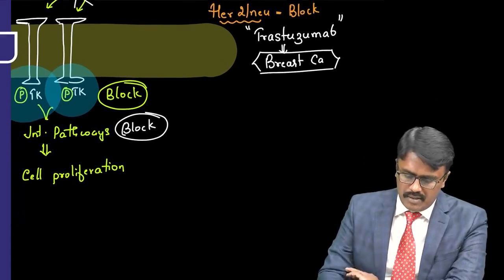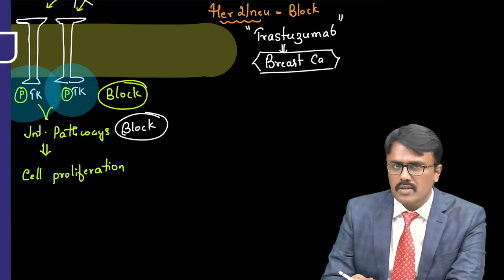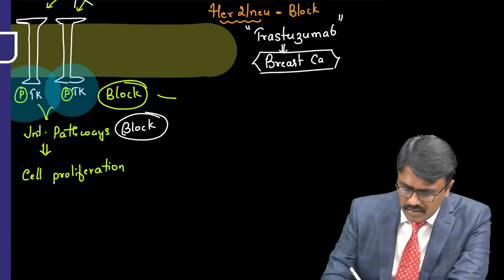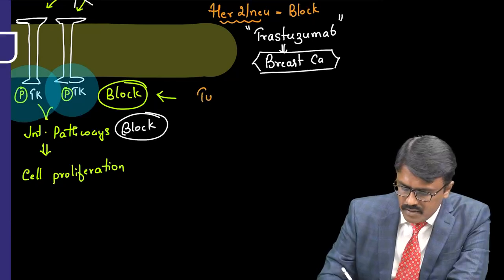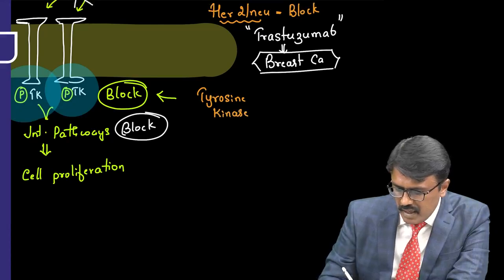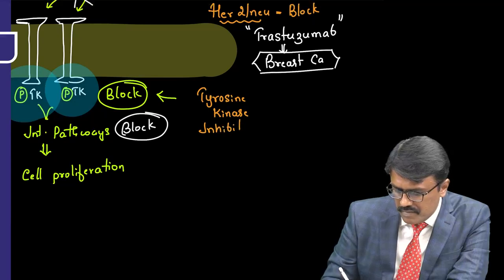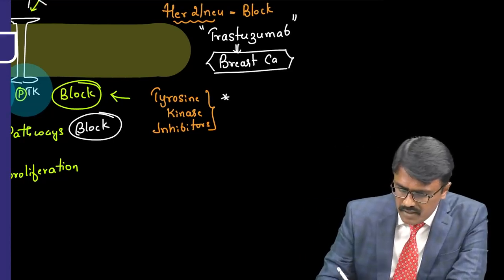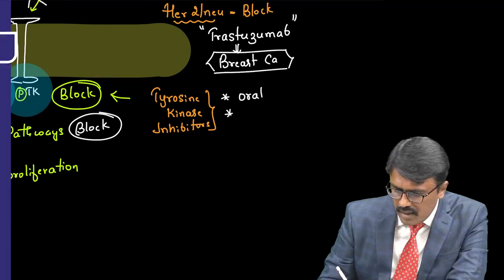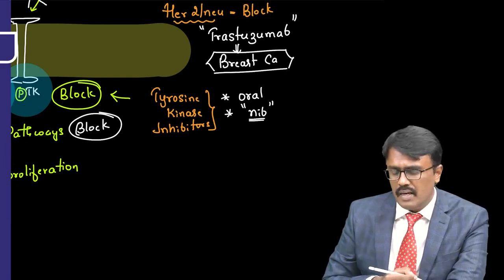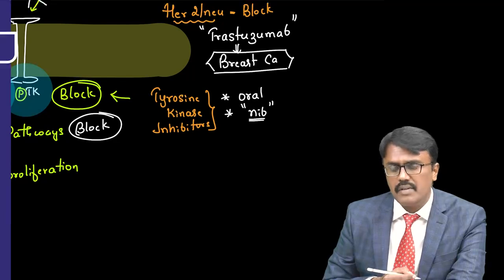Then the scientists thought one more thing. Suppose tyrosine kinase is also responsible for increasing the signaling pathway. Why can't we block this? Then we came up with tyrosine kinase inhibitors. Now the specialty of tyrosine kinase inhibitors is you can give this drug orally. These are oral drugs and usually their names end with nib. You can give them orally, and they are very easy to administer to the patient, and they end with nib.